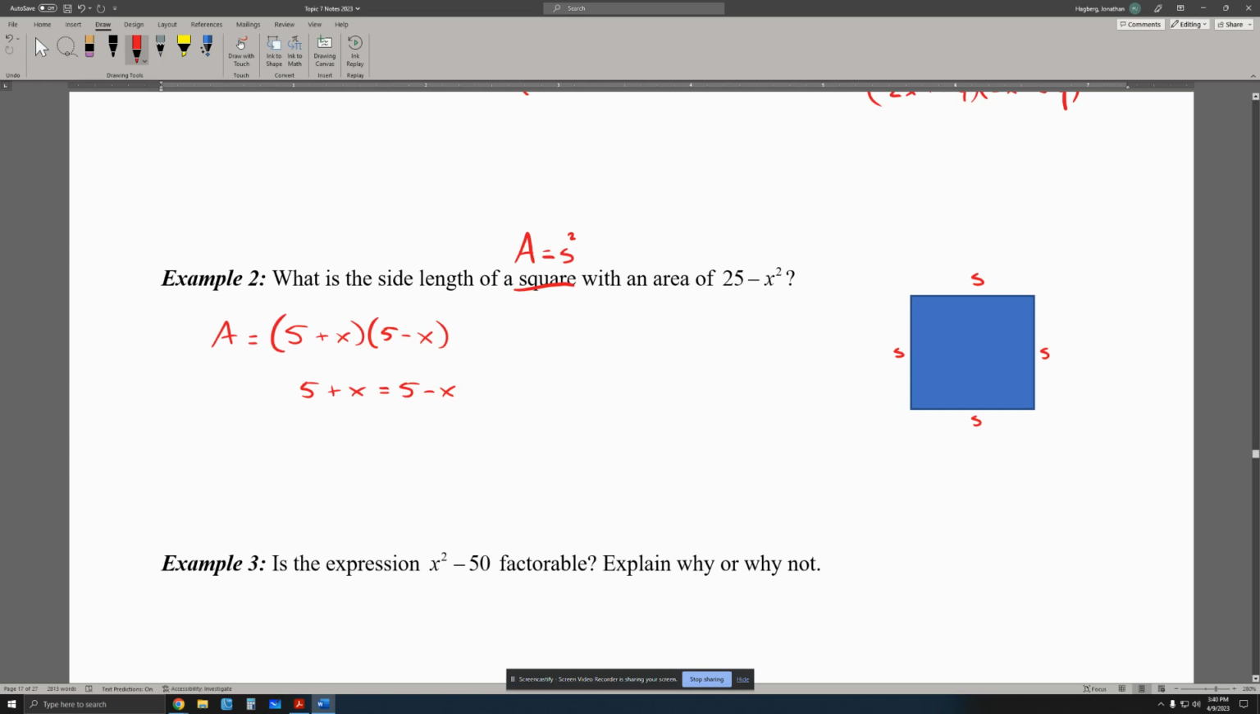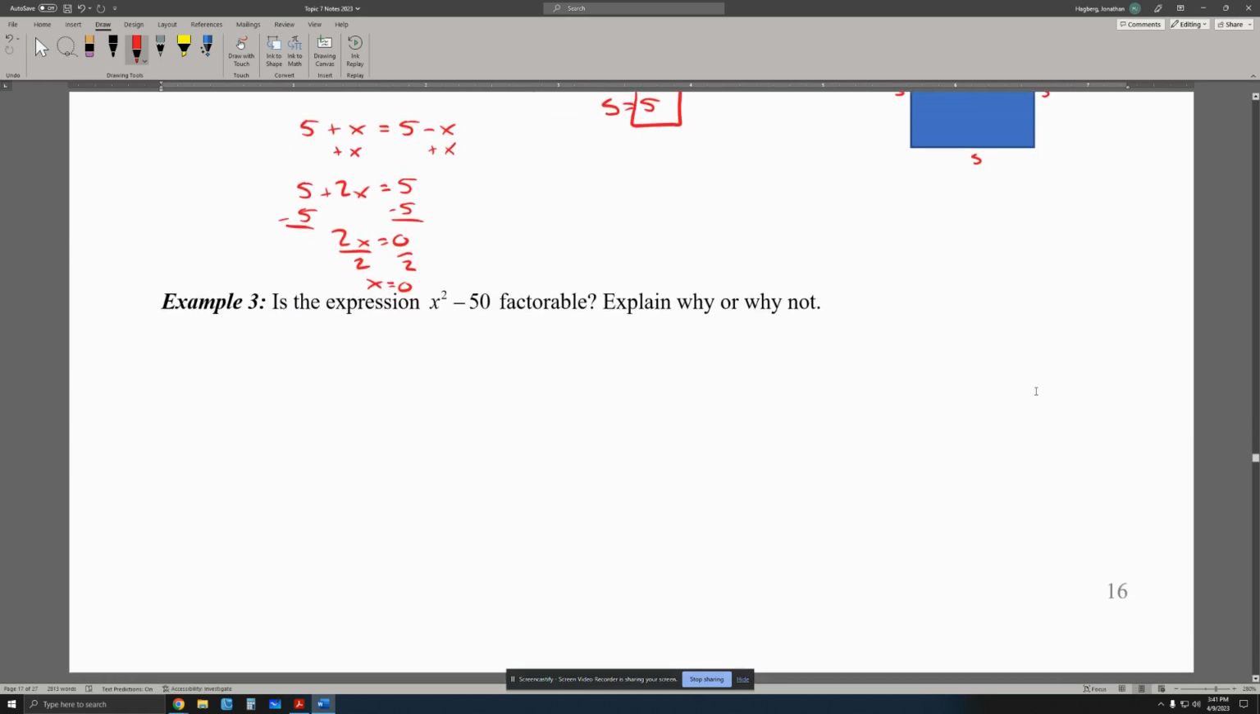So solving this equation for x, we add x to both sides. What we get is 5 plus 2x is equal to 5. Subtracting 5 from both sides, we get 2x is equal to 0. And then finally, dividing both sides by 2, we get x is equal to 0. So if we know that s is equal to 5 plus x, and x is equal to 0, or you could say 5 minus 0, it's the same thing, then we find that s is equal to 5. So the side length is equal to 5.